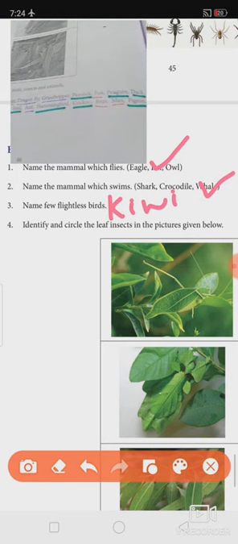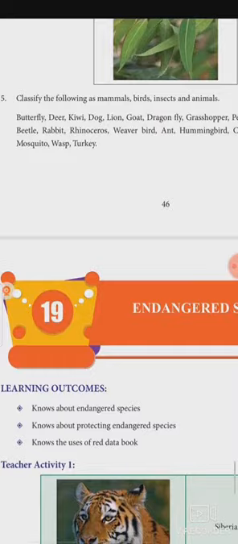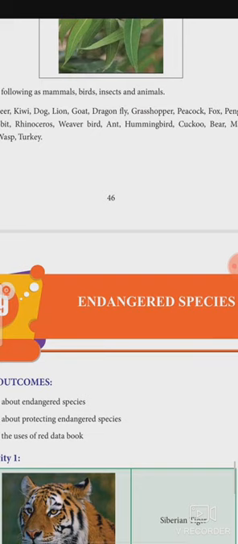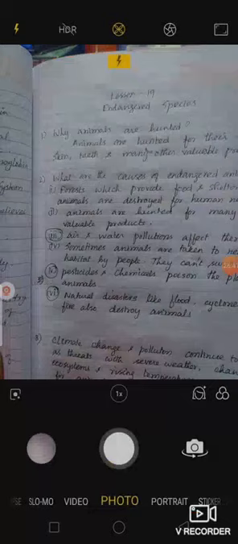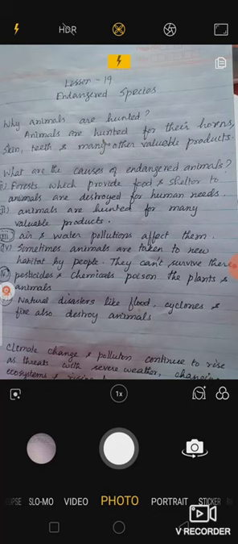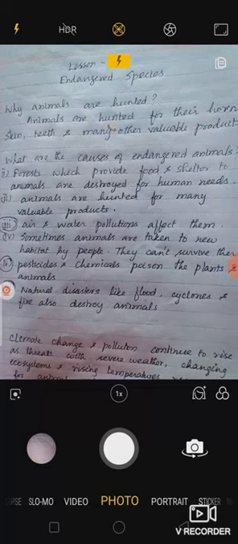Next we need to see the 19th lesson, endangered species. They ask you three questions. Let us see the answers for the three questions. The first question, why are animals hunted? Animals are hunted for their horns, skin, teeth and many other valuable products.